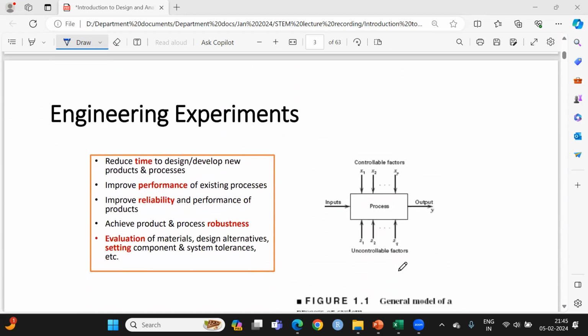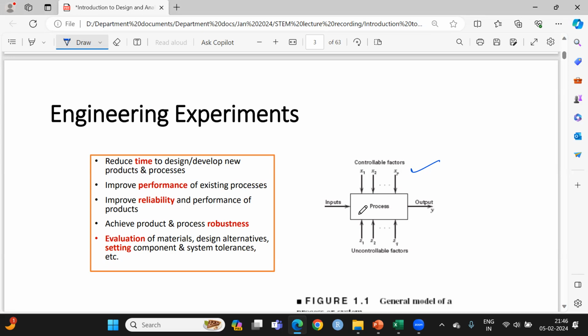So I have taken one example of engineering experiment. You can see on the right hand side figure that is shown here. For the construction of any item, we have different steps. The first step is we require raw material. That is called inputs.